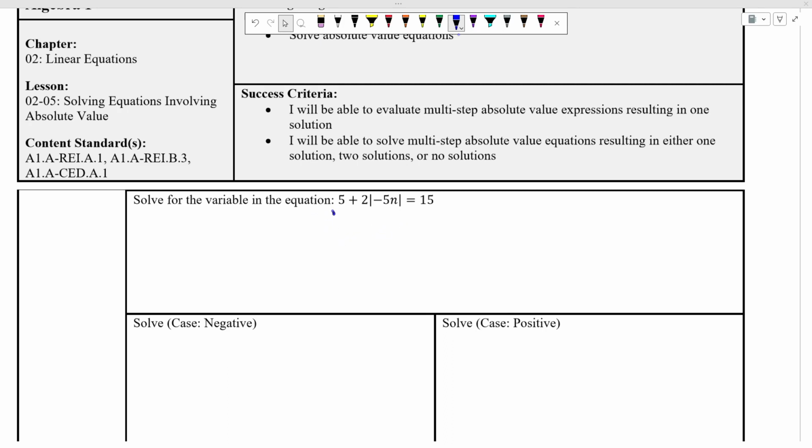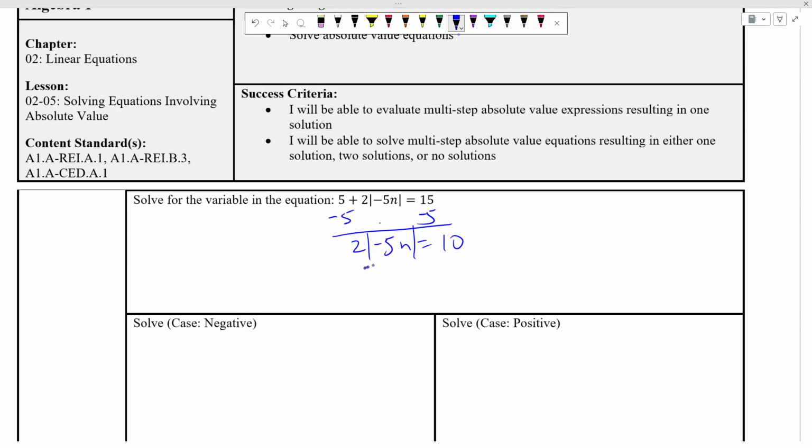Let's start inversing things here. I do recognize this is not isolated and all by itself. There's this happening to it and this happening to it. Got to get rid of it. Let's do so. -5, -5. We're going to inverse this thing. So now I have 2 times -5n equals 10.